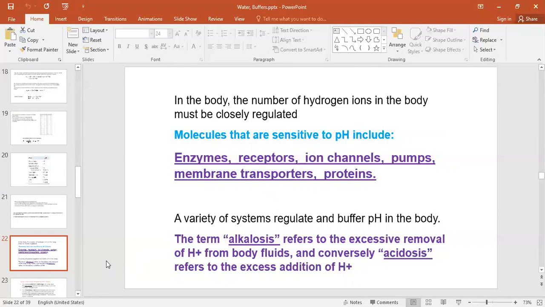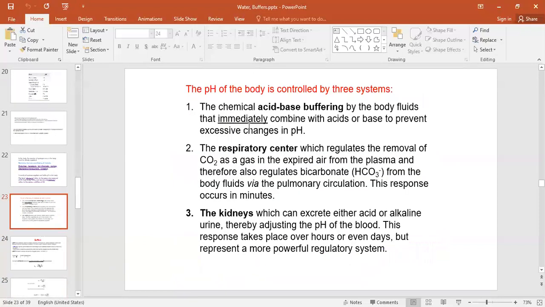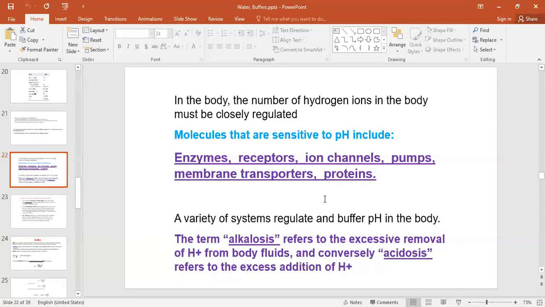What are the mechanisms that regulate pH of multicellular organisms? These are three major systems. So I want to discuss these systems, but before we start discussion of these systems, you need to know two major terms. The term alkalosis, which refers to the excessive removal of hydrogen ions from body fluids, and acidosis, which refers to the excess addition of hydrogen ions.